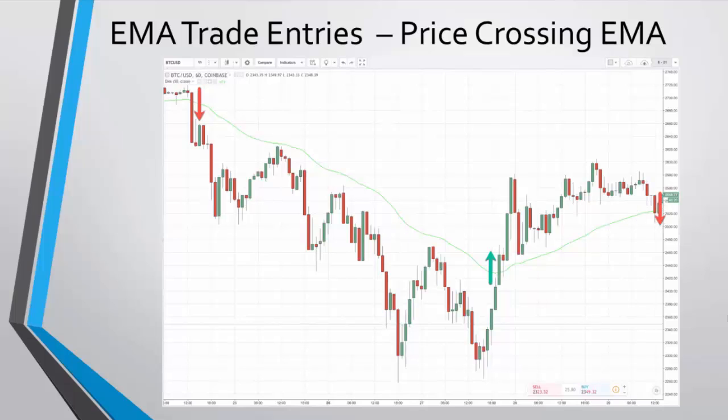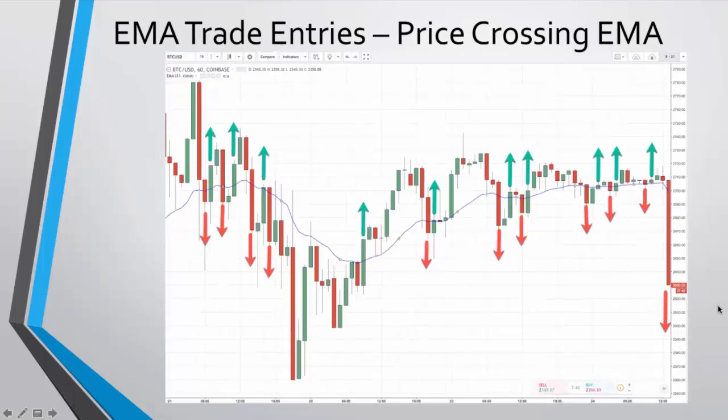Now, this looks great on this chart. This is a trending market. But how does it look when a market is moving sideways? Well, it looks like crazy town.